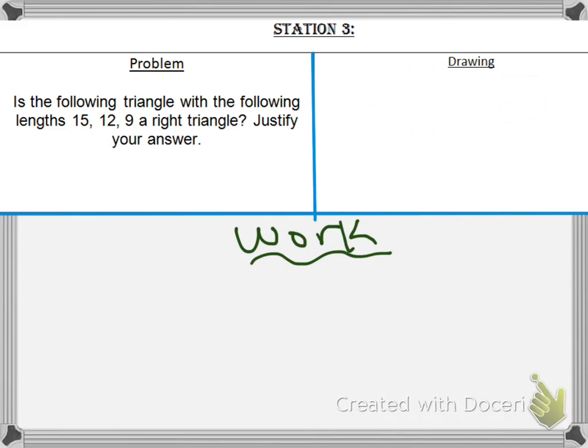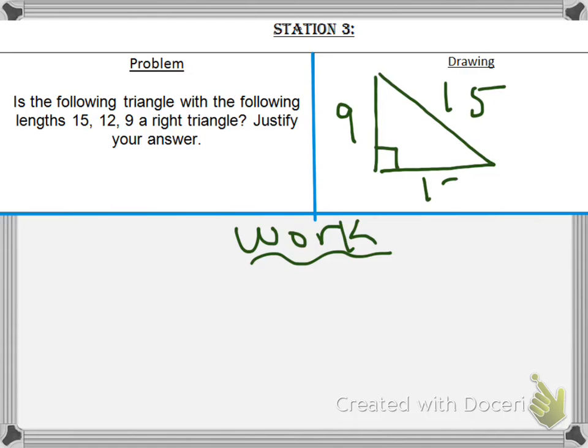So let's take a look at this problem. It says, is the triangle with the following lengths, 15, 12, and 9, a right triangle? Justify your answer. So if we're talking about a right triangle, why not draw a picture of a right triangle? We know that the hypotenuse is the longest side. What is the longest value here? 15. What are the smaller numbers? We got 9 and 12. Doesn't matter which side you put it on.